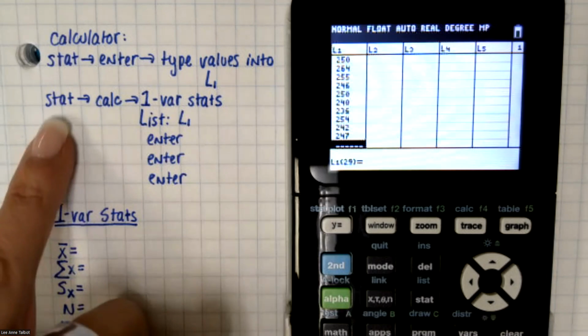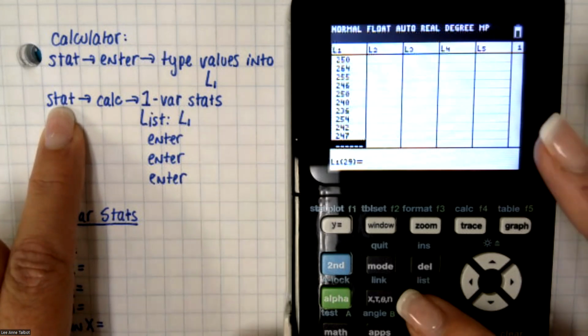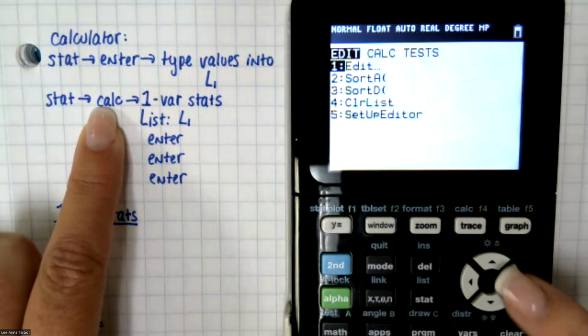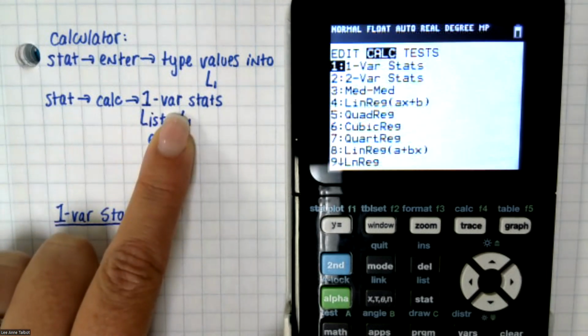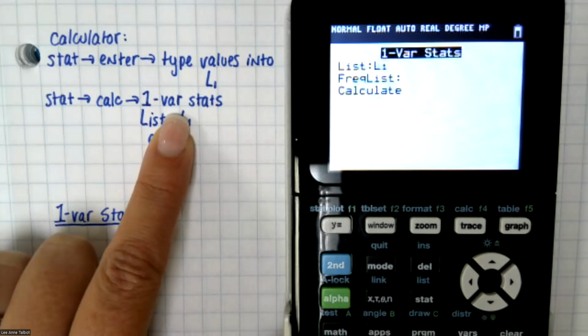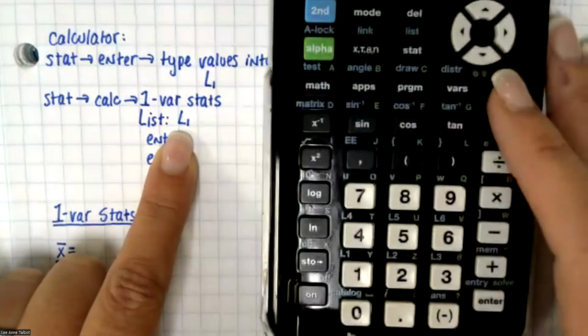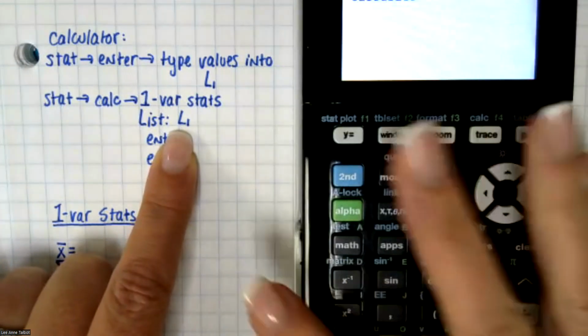Now we're doing the next set of instructions right here. Stat. So push the stat button. Calc is not a button, it's a menu. So you have to use the arrow key to scroll right. And then one variable stats. That's what this stands for, one variable stats. So that's what you want, hit enter. You want to make sure that your list says L1. Anybody's list say something other than L1? What does yours say? So what you want to do in that spot, see how L1 is right above the 1? You want to hit second one, and it'll change it to L1.